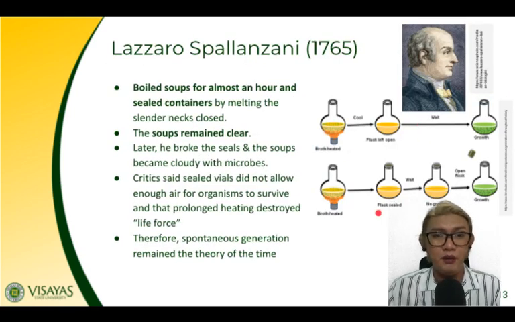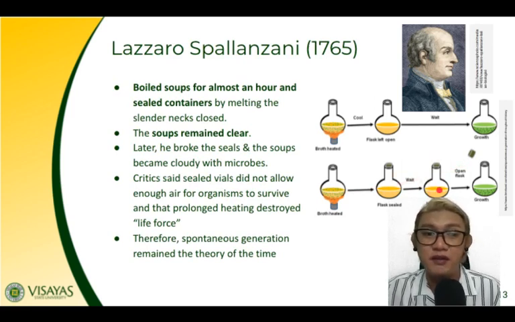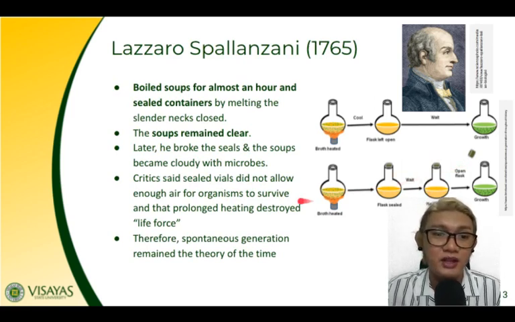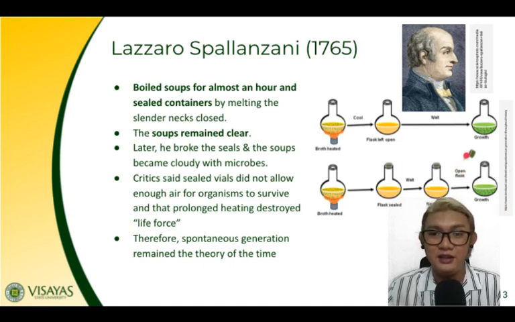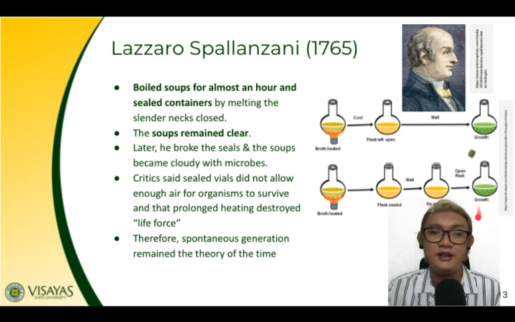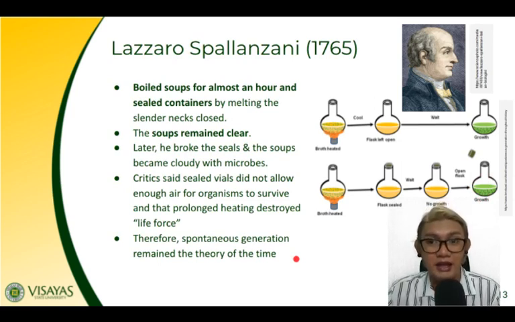However, critics said that sealed vials did not allow enough air for organisms to survive, and that prolonged heat had destroyed the life force, of course. So air is needed in order for the microorganisms to spontaneously grow in the soup. That was what people still believed. Therefore, spontaneous generation for the microorganisms still remained the theory of the time.